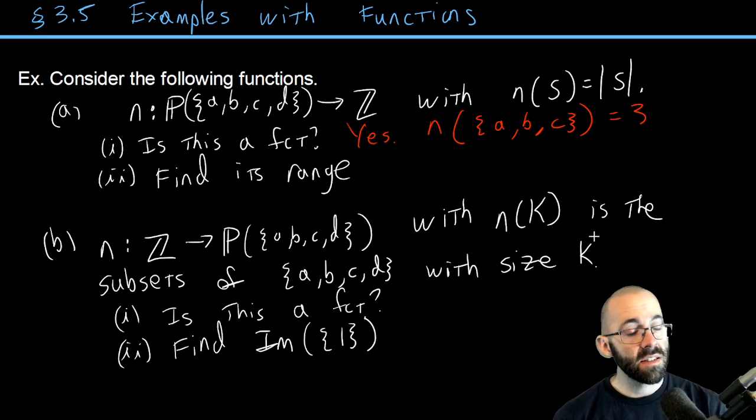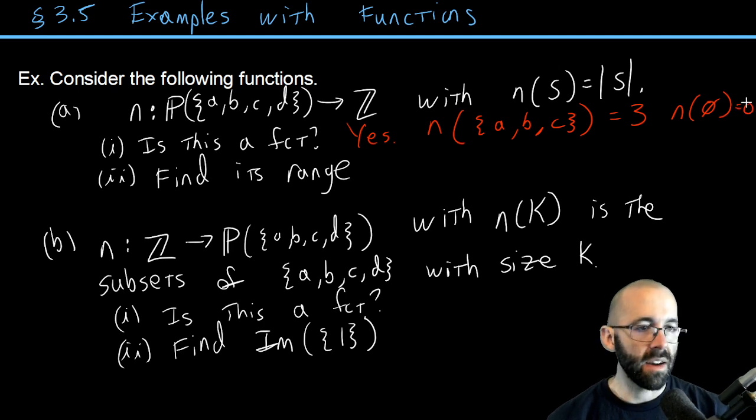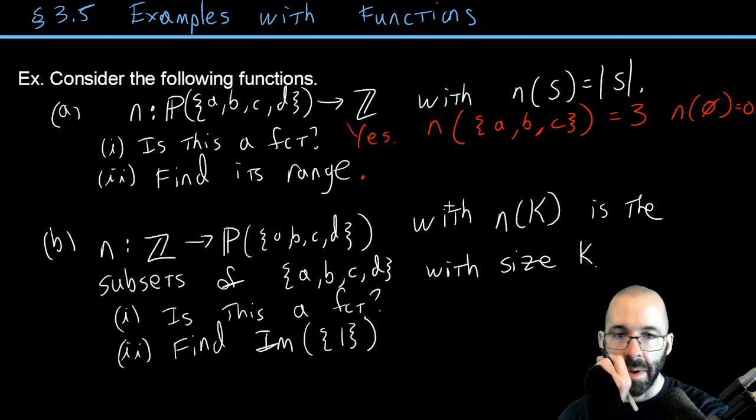And specifically, also important, is that the function works for anything in the domain. So n of the empty set is 0, and n of the whole set is 4. This works on everything and nothing has multiple outputs. So find its range, because the range is not Z. Z is the codomain. The integers are the codomain.